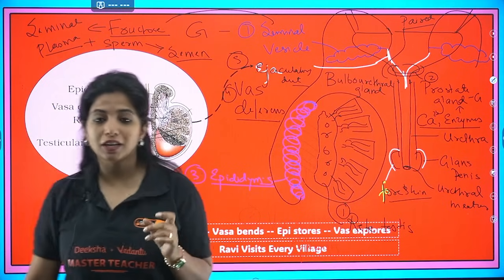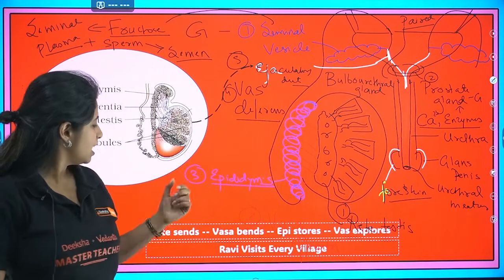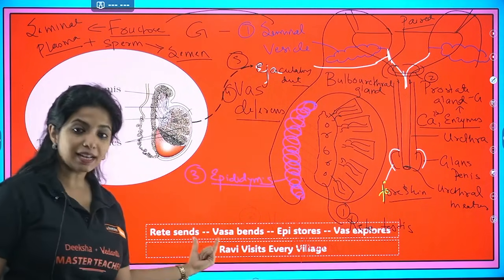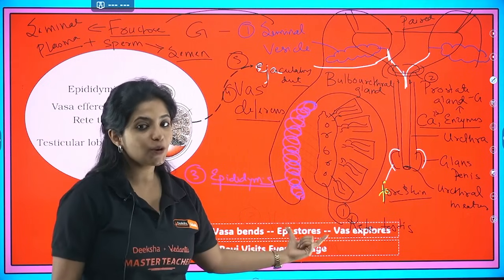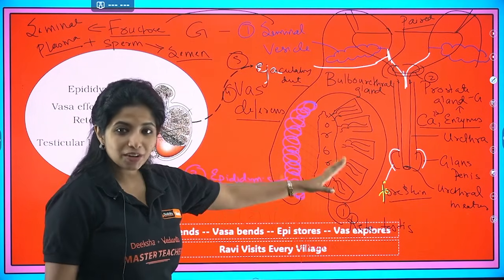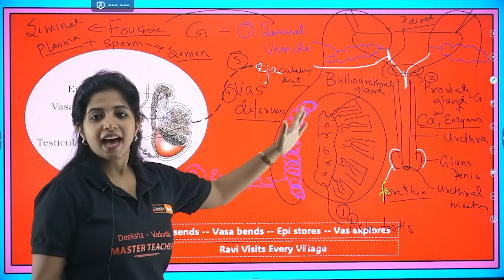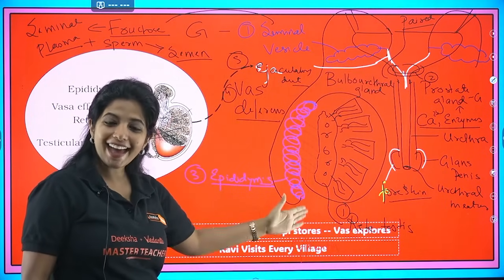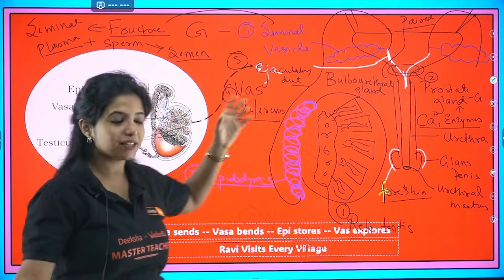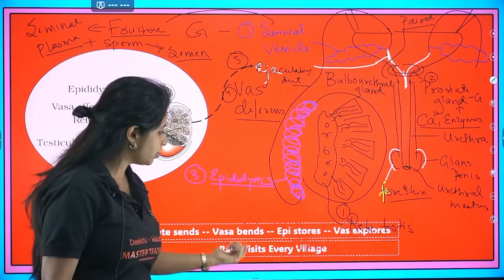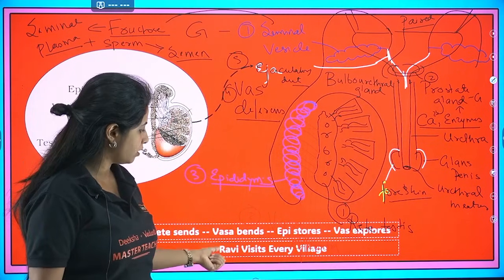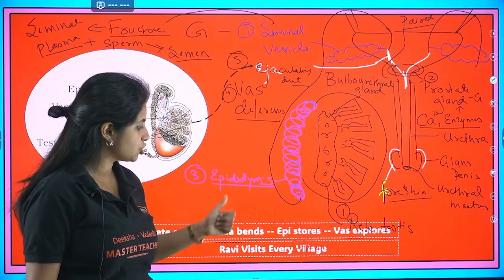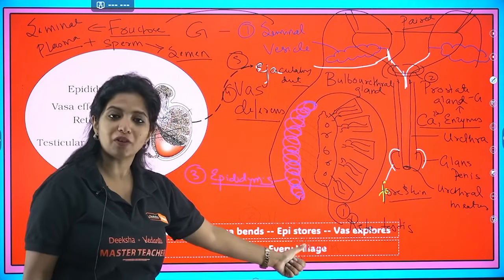Anyways, there is a trick that you can use to remember things, and that is: rete sens, vasa bends, epi stores, and vas explores. So rete sens, and vasa is going to bend, epi is going to store, and vas is going to explore, vas deferens. That is what I meant. Or you can remember, Ravi visits every village. So Ravi: R for rete testis, V for vasa efferentia, E for epididymis, and V for vas deferens.